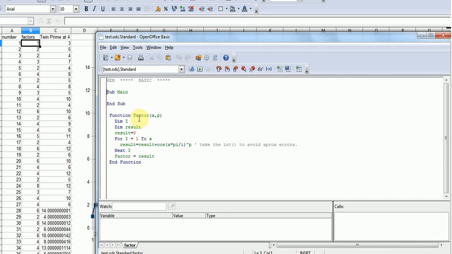Okay, so factors pretty much all it does is sum from 1 to x the cosines. I would have done it straight on the spreadsheet, except that the spreadsheet seems to have a very limited sum function. So that's what factors does. I give it the x value, I give it the power to raise it to, and then I sum the cosines from 1 to x, raising the cosine to that power.